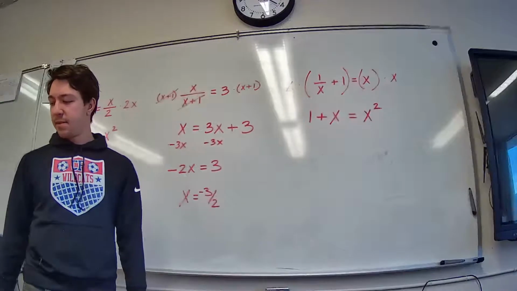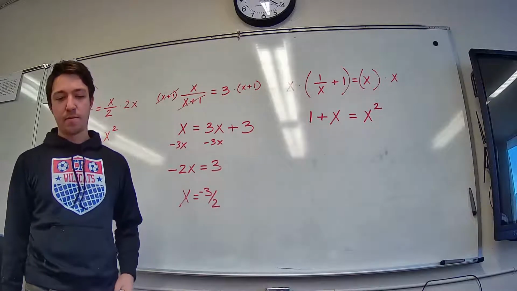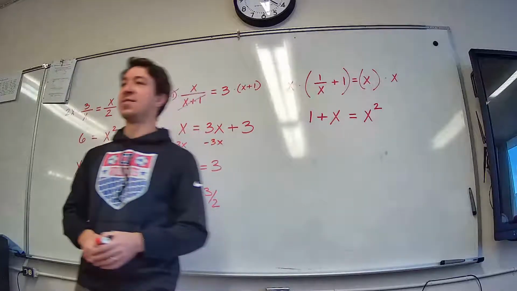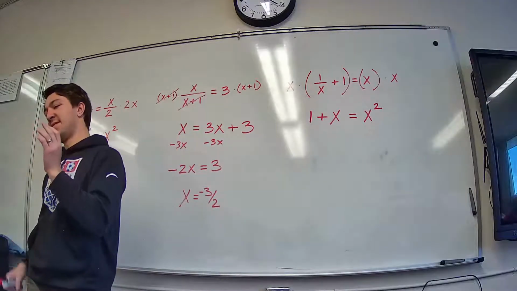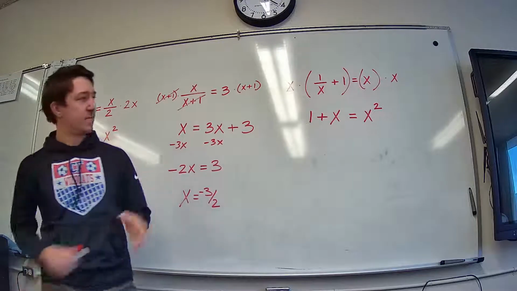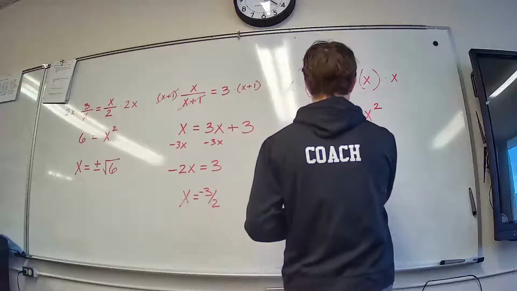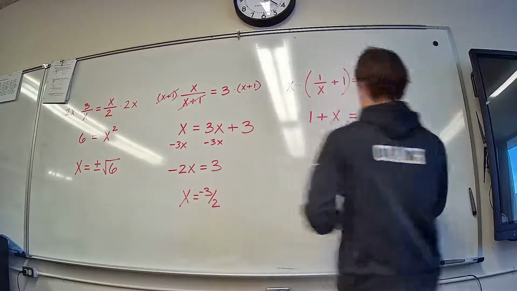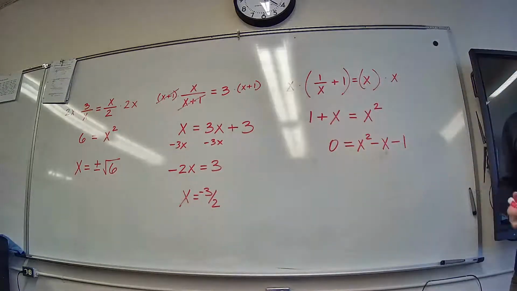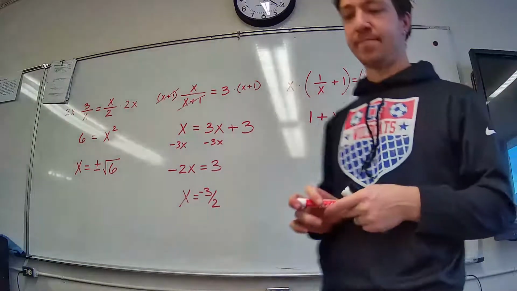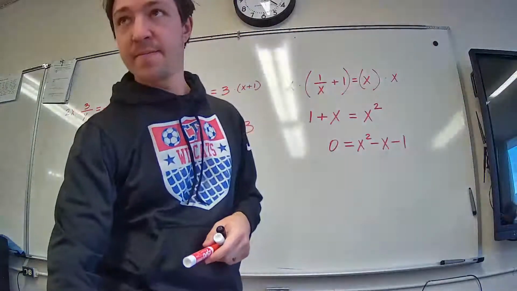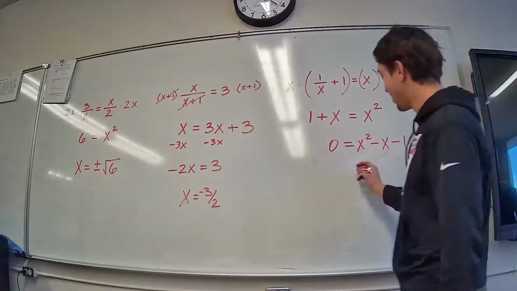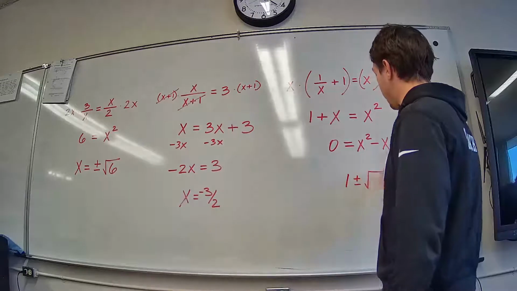Okay, now you move everything over and then you can use the quadratic formula. For the millions of Twitch viewers at home, it would be 1 plus or minus the square root.